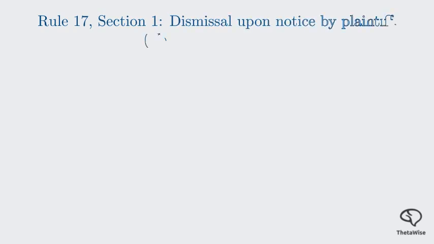The plaintiff can do this by filing a notice of dismissal at any time before the service of the answer or a motion for summary judgment. The key here is the timing. It's a race between the plaintiff's notice and the defendant's responsive pleading. If the notice is filed first, it's typically without prejudice, meaning the plaintiff can refile the case later.